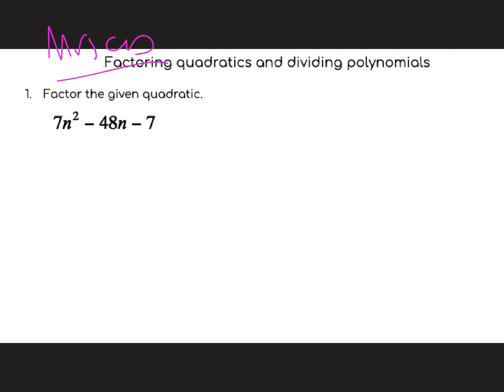Factor the given quadratic. So we've done a number of these. Hopefully you're figuring out the pattern. You multiply the first and last terms, sometimes called a and c. That's 49n squared in this case. And then you want to add to negative 48.